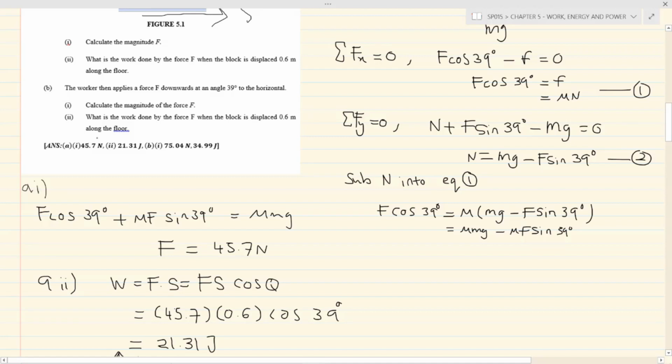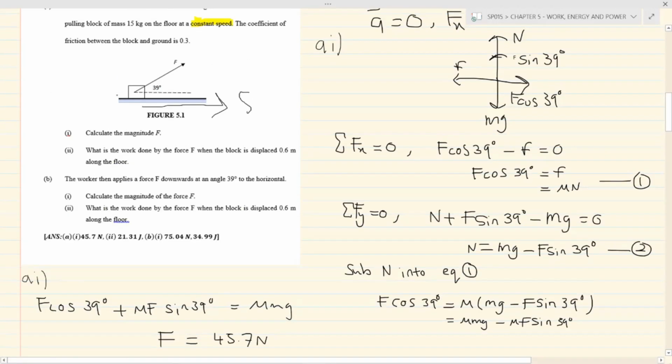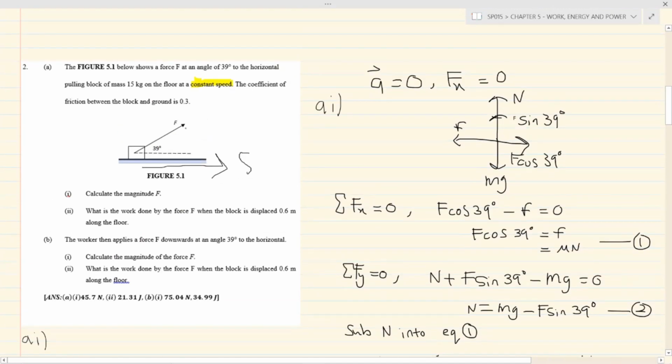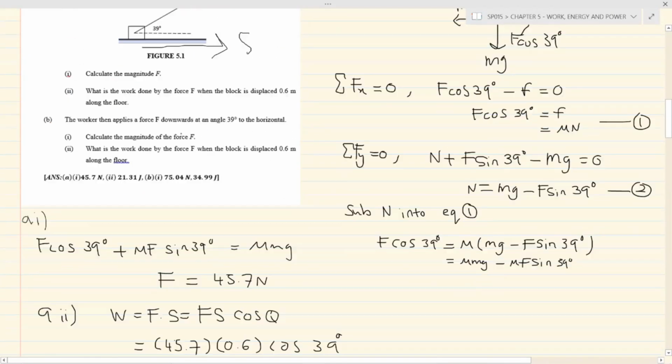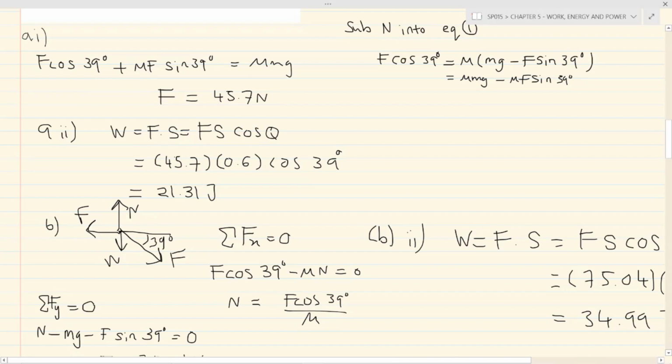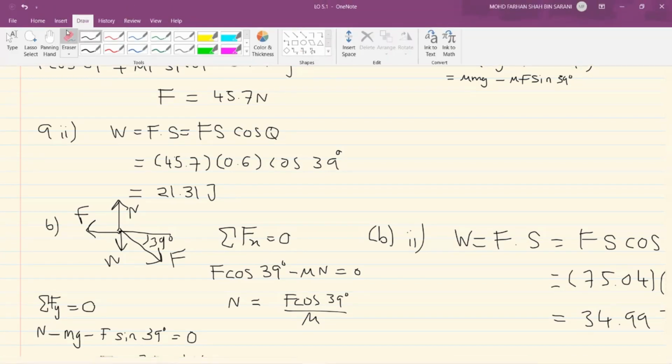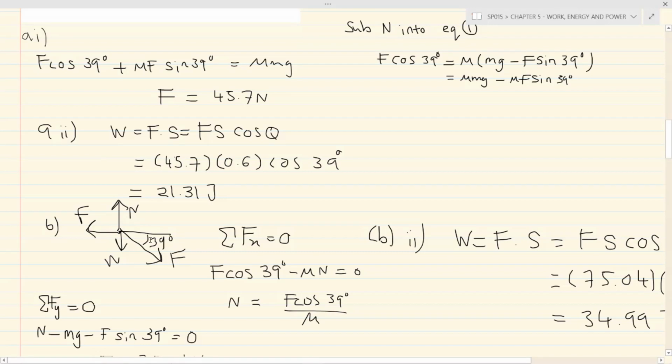Okay. So now question B ni pula, dia kata the worker then applies a force downwards at an angle 39 degree to the horizontal. So what happened to our diagram? Dia takkan jadi macam ni dah. So sekiranya instead of force moving outwards sekarang ni, you have the force macam ni rupa dia. You have the force moving downward at an angle of 39 degree. Then free body diagram ni sama je. You have the normal force upward, weight downward, and frictional force to the left.